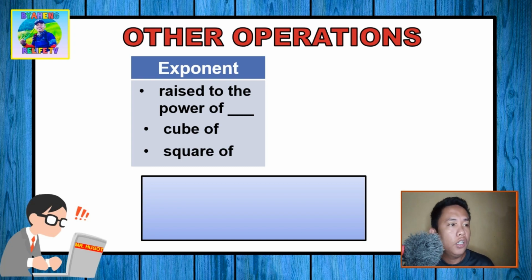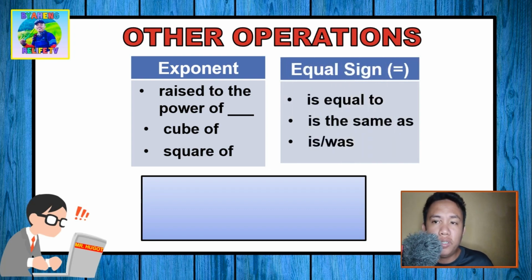So, for exponent, guys, we use the word raised to the power of, the word cube, that is for the third power, and we have the square for the second power. For equal sign naman, guys, since we're dealing with equation, we have is equal to, is same as, and is at saka was. So we're using different words for linear inequality, such as less than, greater than, less than or equal to, o greater than or equal to, pero hindi po natin siya bibigyan pansin ngayon since we're dealing with the basic lang naman, guys, basic operation.